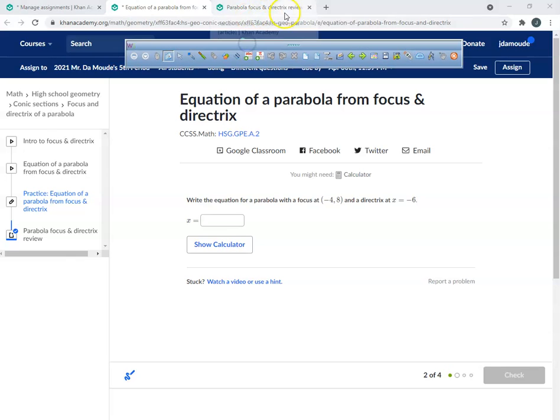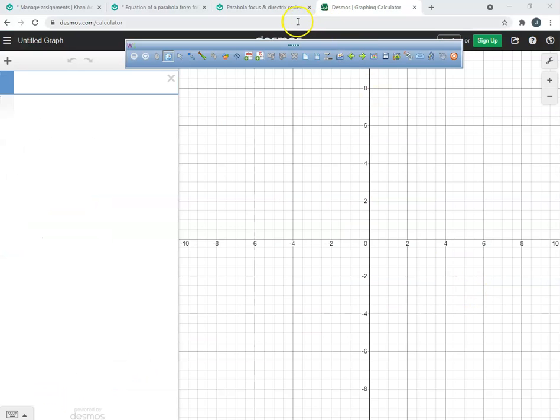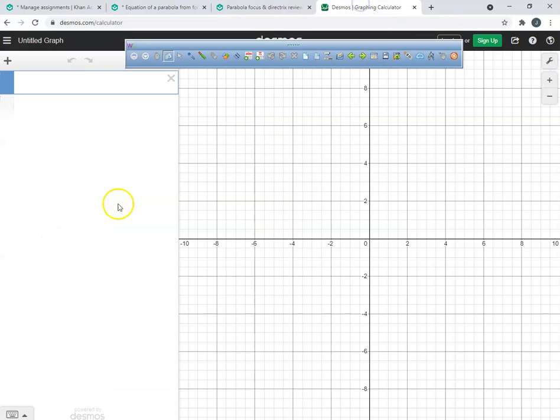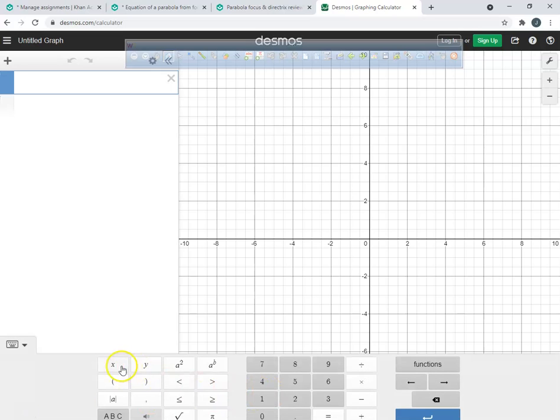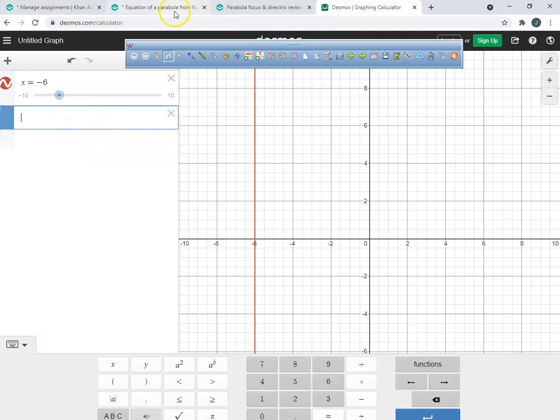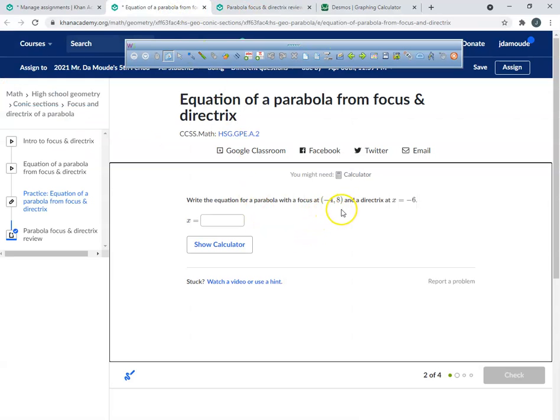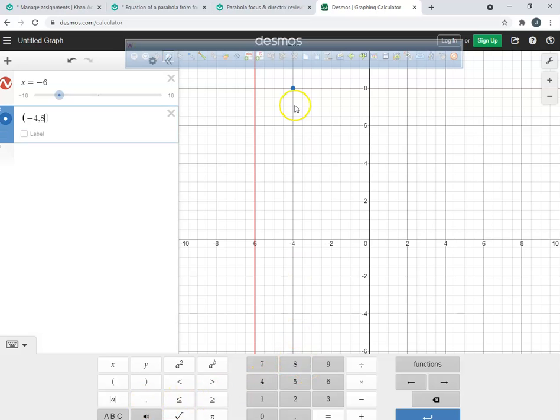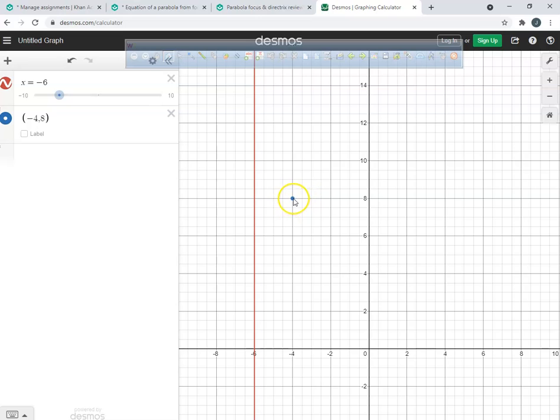Now what I'm going to do is go to Desmos, and we're going to plot some things here so you can see what they look like. Our directrix is at x equals -6, so I'm going to type in x equals -6 so you can see what it looks like. There's our x equals -6. Now I'm going to put a focus right here at -4 and 8. So I'm going to put parentheses, -4 and 8. So right there, that's where our focus is.